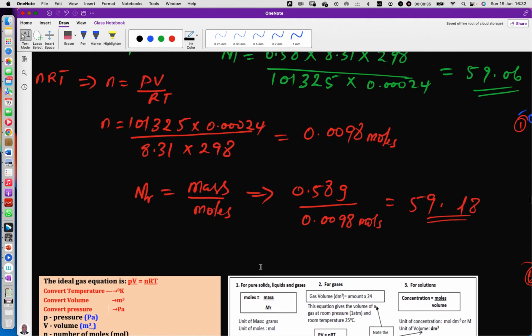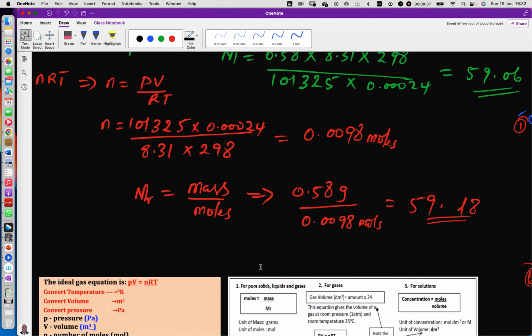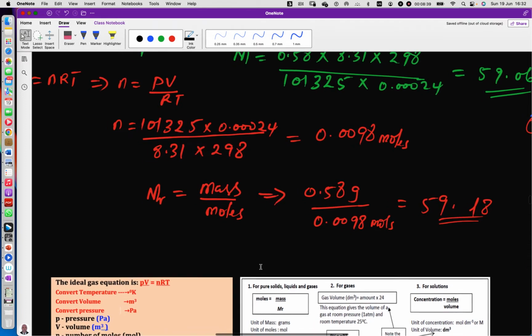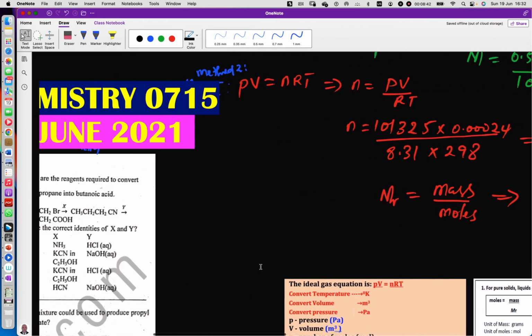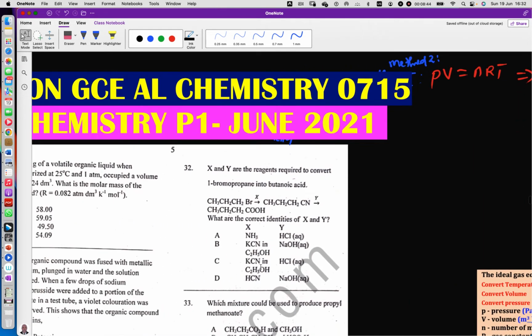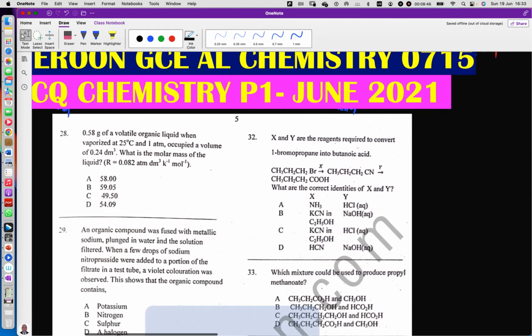When you do it, that is 59.06, or 59.18, or 59.58. What would be our answer here? After doing the calculation, we check on the answer column. Our answer for question number 28 will be B.